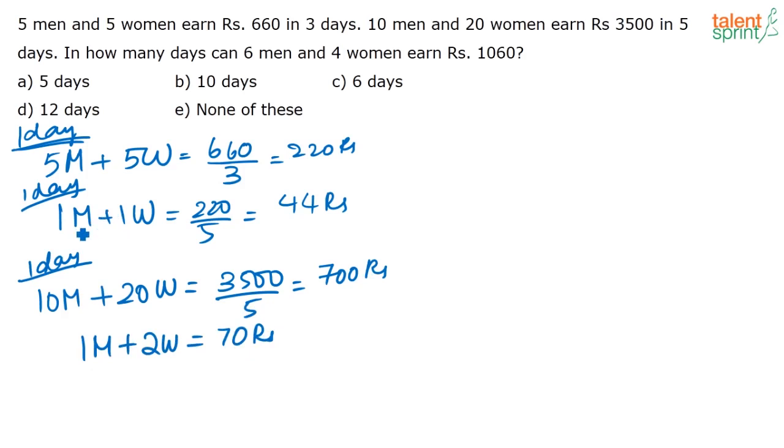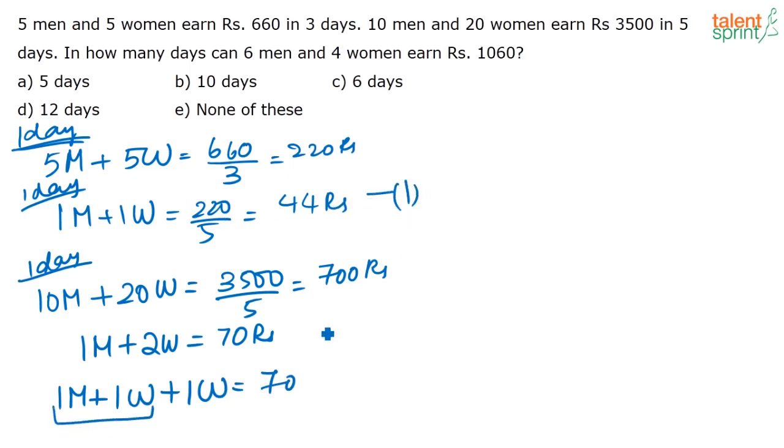Now I have already got that 1 man and 1 woman will earn 44 rupees, right? So see, this 2 women, I am just splitting it and writing it as 1 woman plus 1 woman, that is equal to 70. Now I already know from the first equation, right? This is my first equation, this is my second equation. I already know from the first equation that this value 1 man plus 1 woman is equal to 44. So what can I say? What is the wages of 1 woman in a day? It is nothing but 70 minus 44, that is 26 rupees. So 1 woman earns 26 rupees in a day.